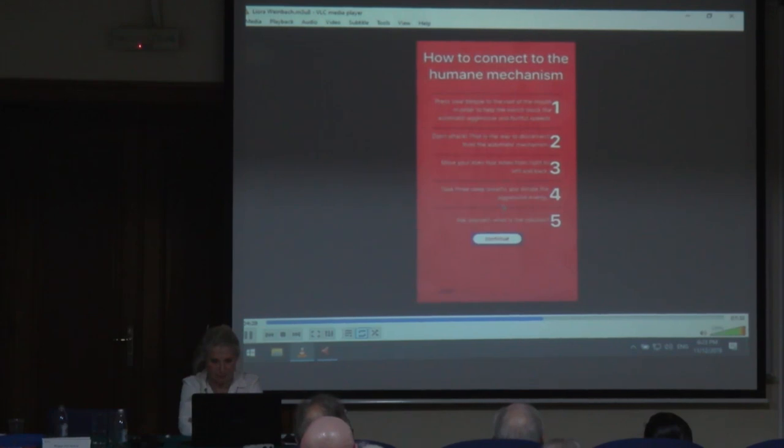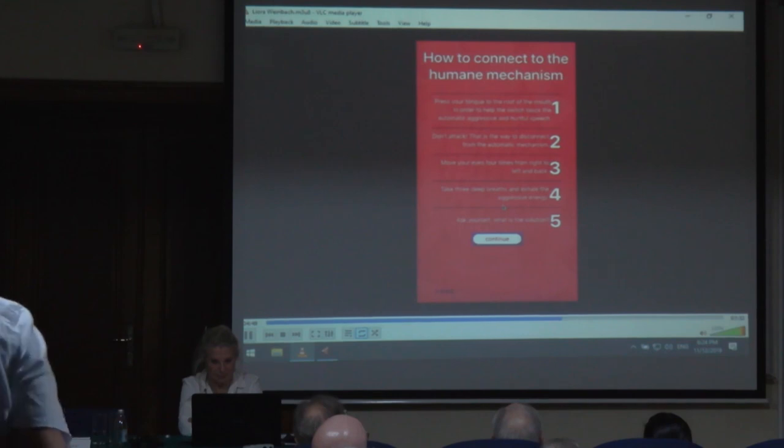How to connect to the human mechanism. Press your tongue to the roof of the mouth in order to help the switch block the automatic, aggressive, and hurtful speech. Don't attack. That is the way to disconnect from the automatic mechanism.